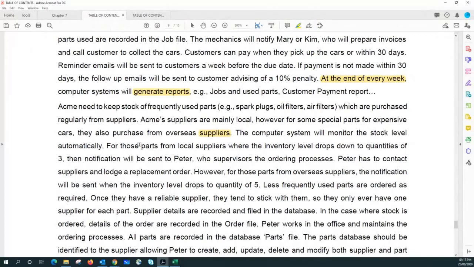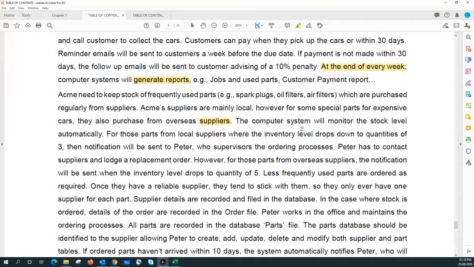Right. So what else do we have? Acme supplies mainly local. However, some special parts for expensive cars they also purchase from overseas suppliers. So the computer system will monitor the stock levels automatically for those parts from the local suppliers, where when the inventory level drops down to the quantity 3, then a notification will be sent to Peter, right? Stock level drops, then that notification is sent to Peter, right?